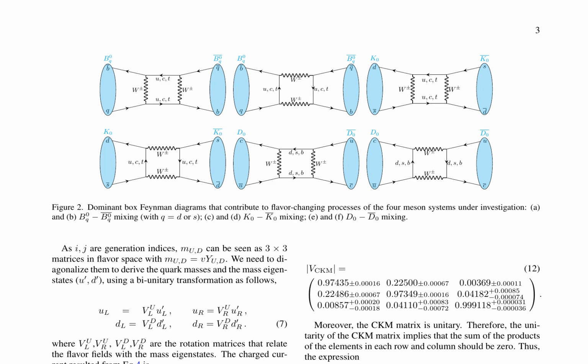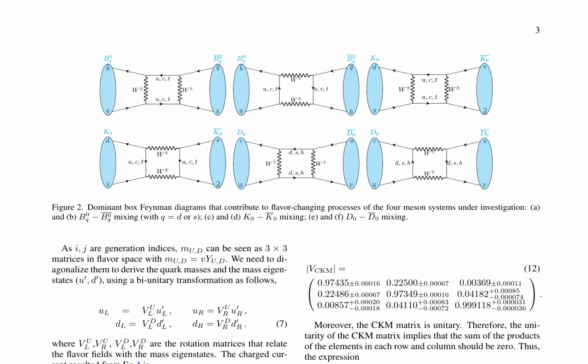The authors introduce the concept of generation indices, a to c, and 3x3 matrices, Mu, Md, which can be diagonalized to derive quark masses and mass eigenstates using a biunitary transformation. This transformation involves rotating the quark fields using the rotation matrices VU,L, VU,R, Vd,L, and Vd,R to obtain the mass eigenstates.